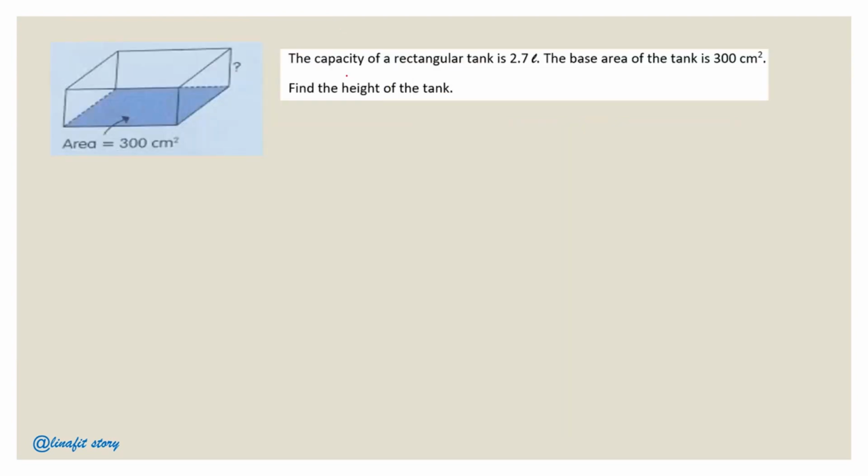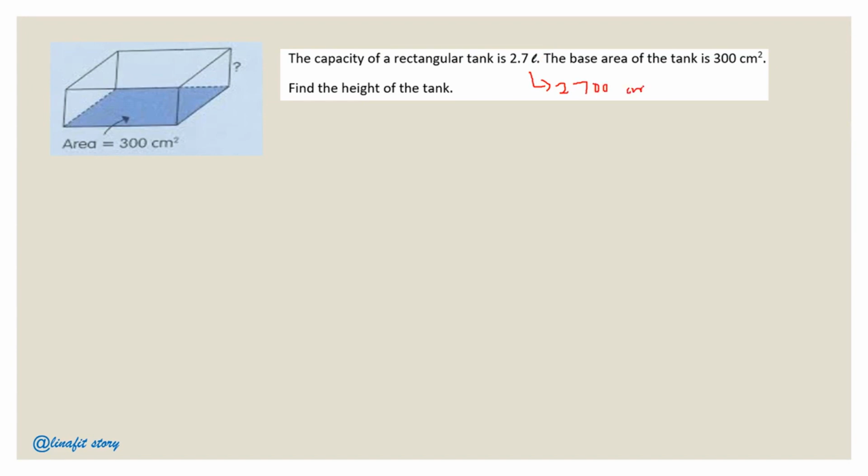The capacity of a rectangle tank is 2.7 liters. The base area of the tank is 300 square cm. Find the height of the tank. How can we write the capacity of the tank to make the given units consistent? Remember that 1 liter is 1000 cubic cm. So 2.7 liters equals 2700 cubic cm.